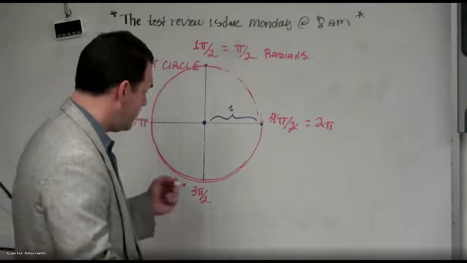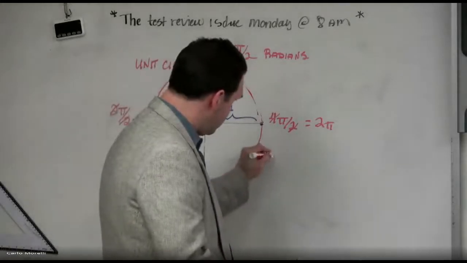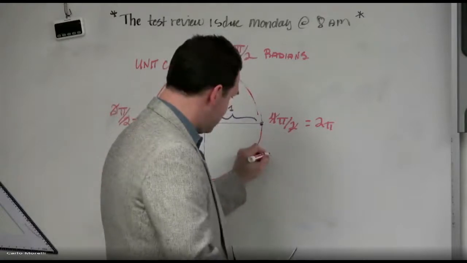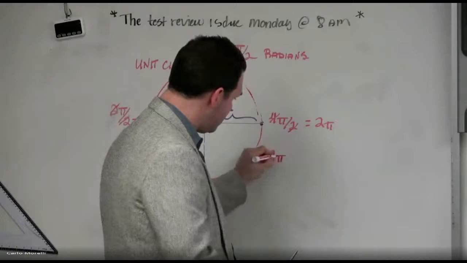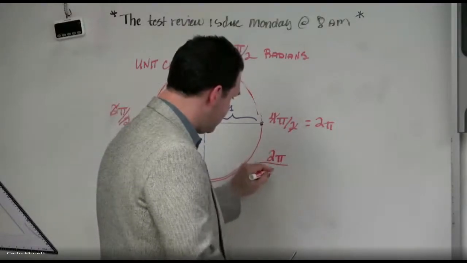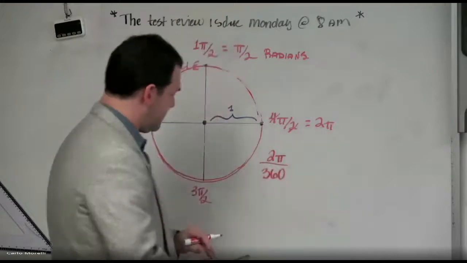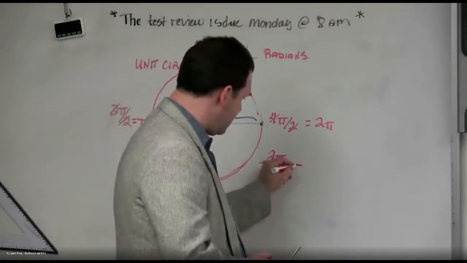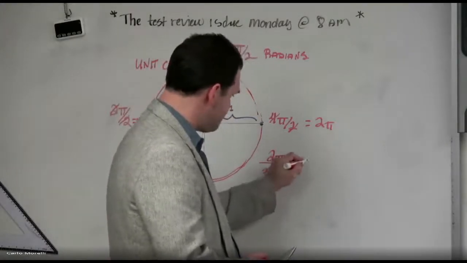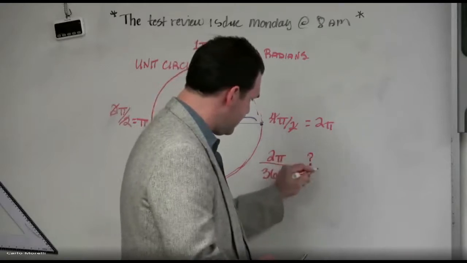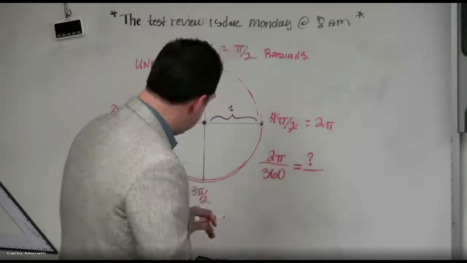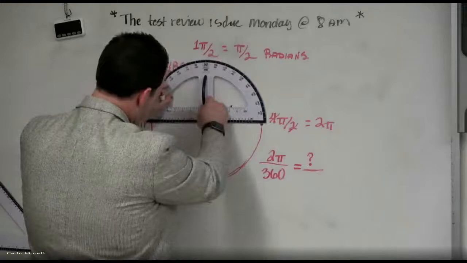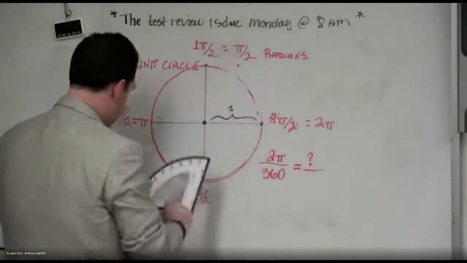See if I've got some room here. So when we talked about the whole distance around the circle, it is 2 pi radians. 2 pi radians corresponds to 360 total degrees. So how many radians are there in, let's say, 60 degrees?